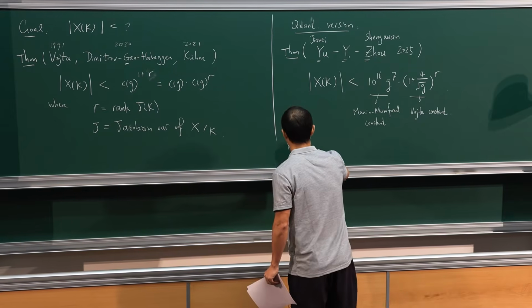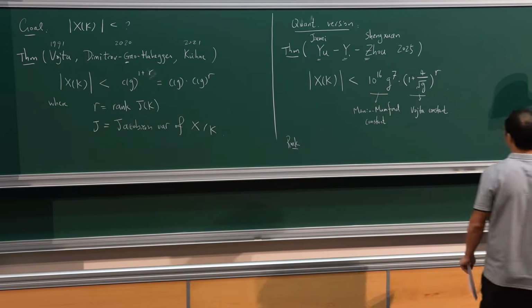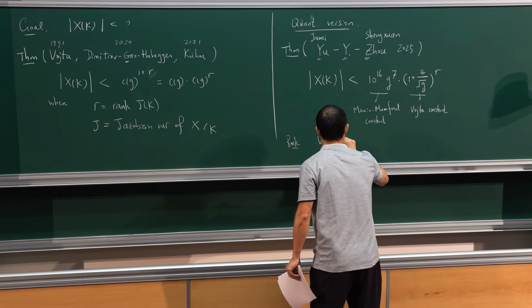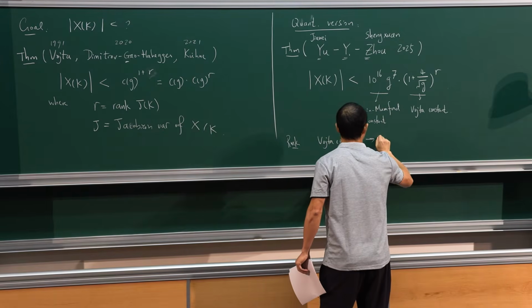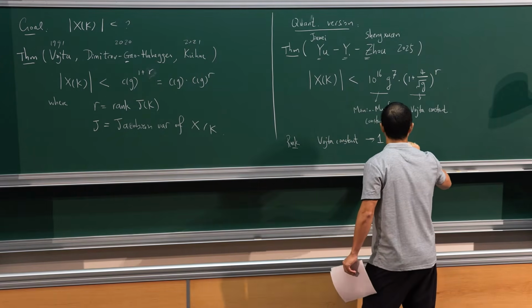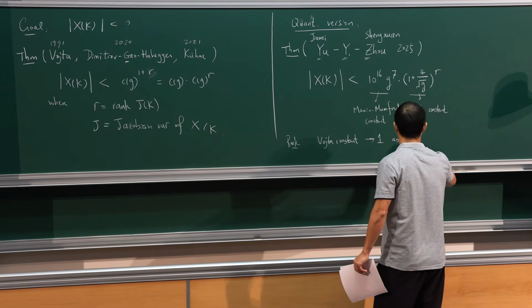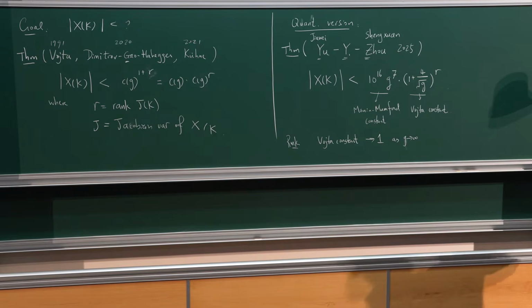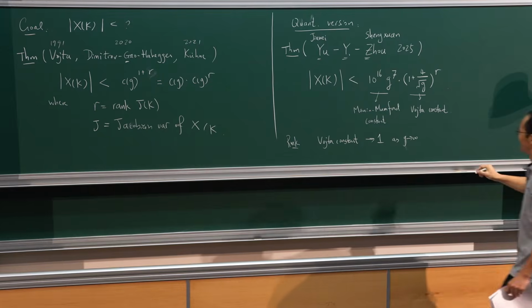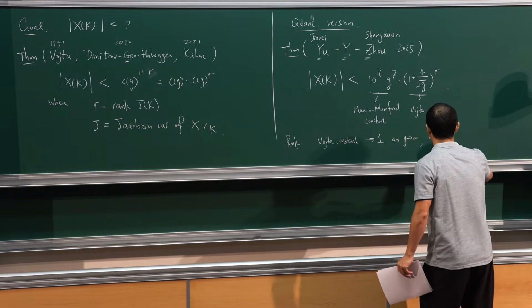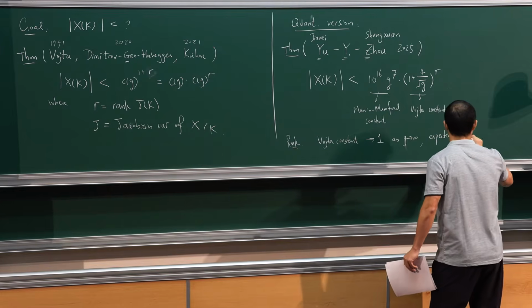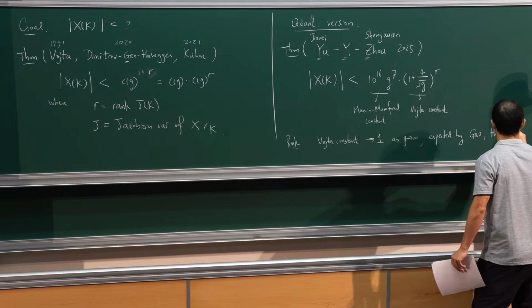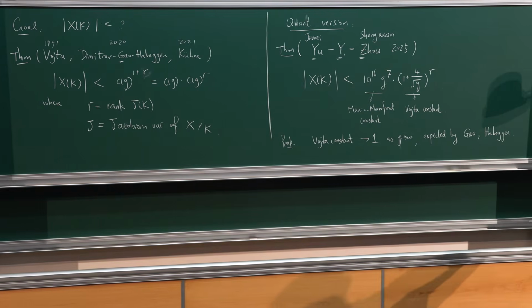And then a remark. This is to emphasize that this base, this Vojta constant, goes to 1 as g goes to infinity. So this says the exponential bound is not that bad. This is a conjecture expected by Dimitrov-Gao and Habegger. The expectation is from Vojta's inequality.